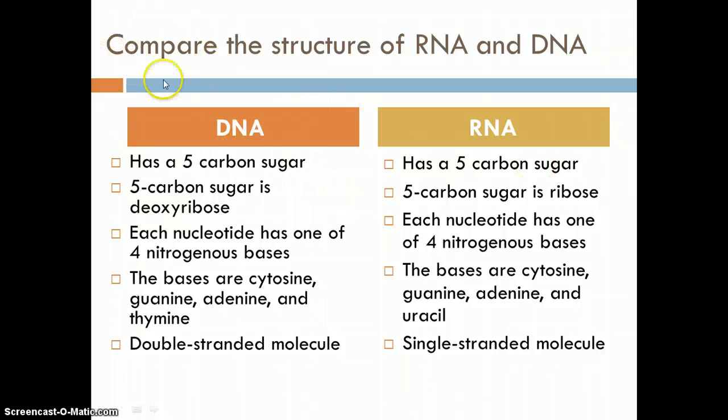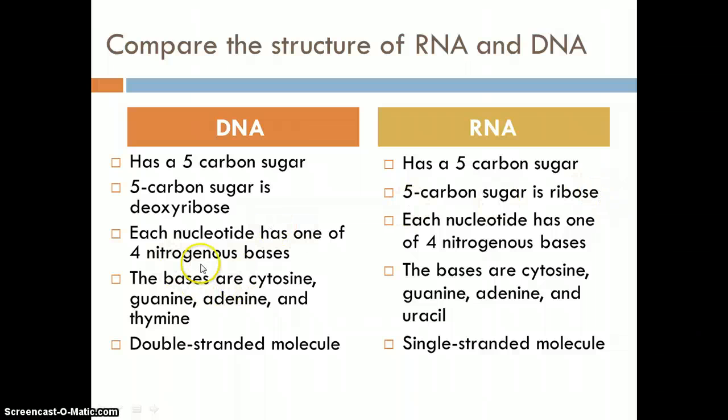Whenever we're comparing something using our IB command terms, that really means compare and contrast. We need to say how each thing is either similar or different. So I try to do that in this slide. Here we see DNA has a 5 carbon sugar, so does RNA. But in DNA, that one is deoxyribose, like less oxygen, deoxyribose. In RNA, it's just ribose.